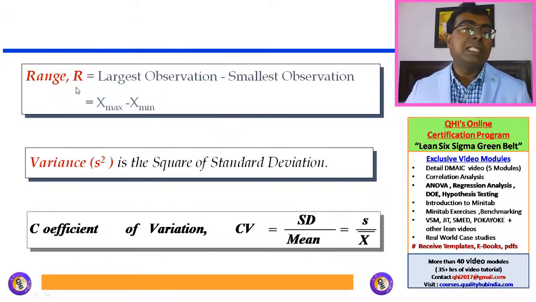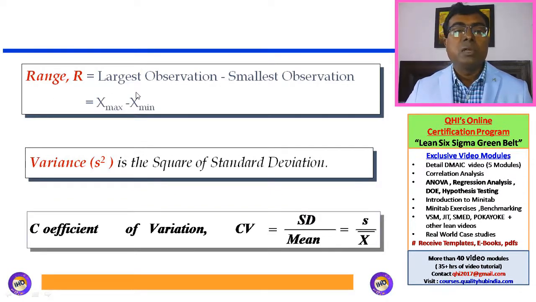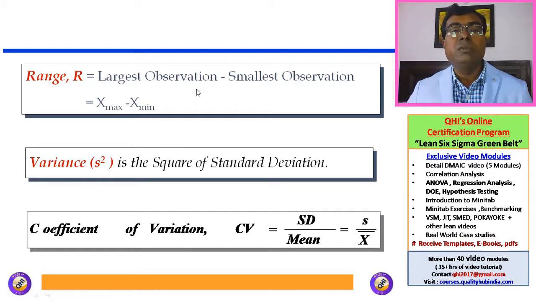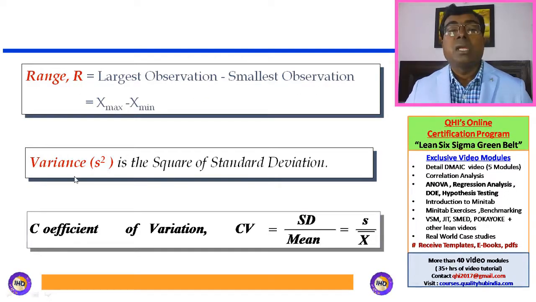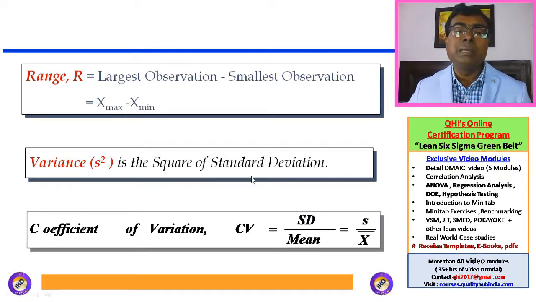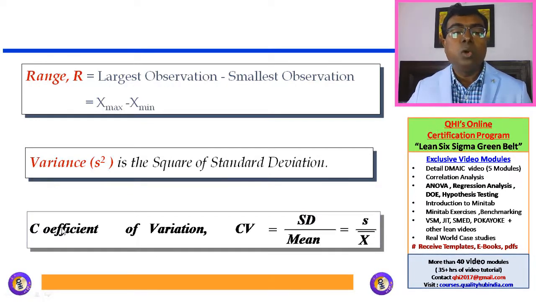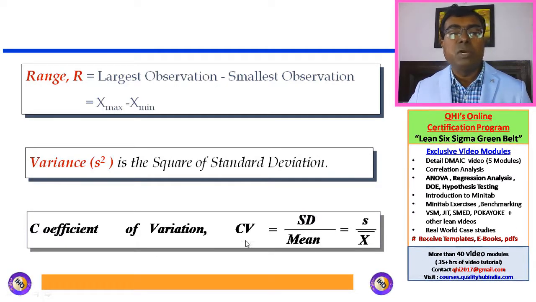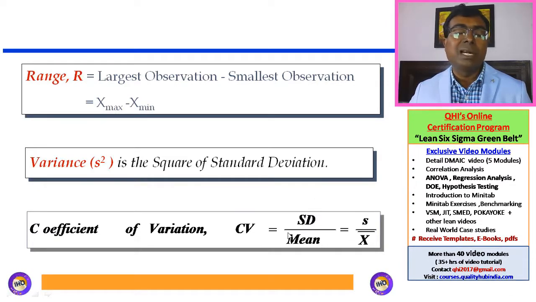So the next term is range, and to calculate the range, the formula is quite simple. We need to subtract the smallest observation from the largest observation and we will get the range. And variance is the square of the standard deviation, or we can say that standard deviation is the square root of variance. And coefficient of variation, which is denoted by CV in short, the formula would be standard deviation divided by mean.